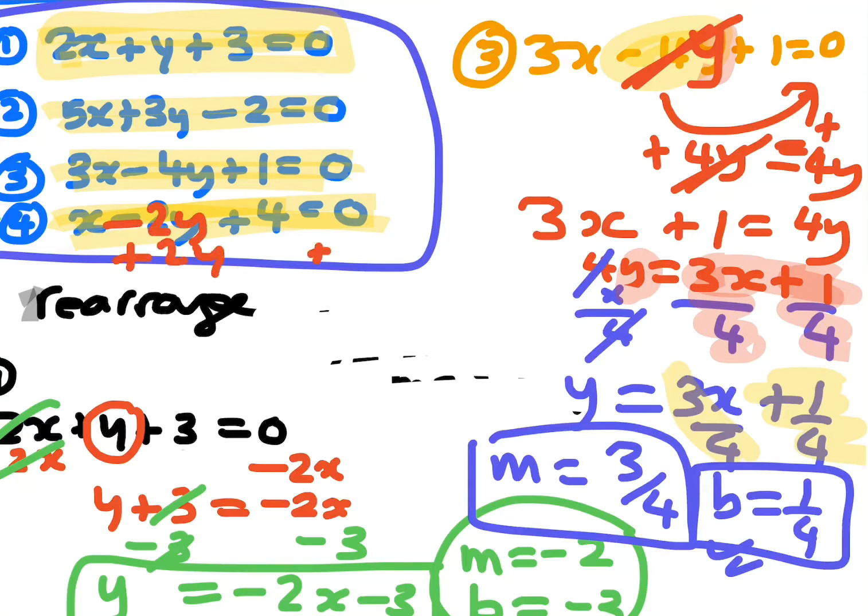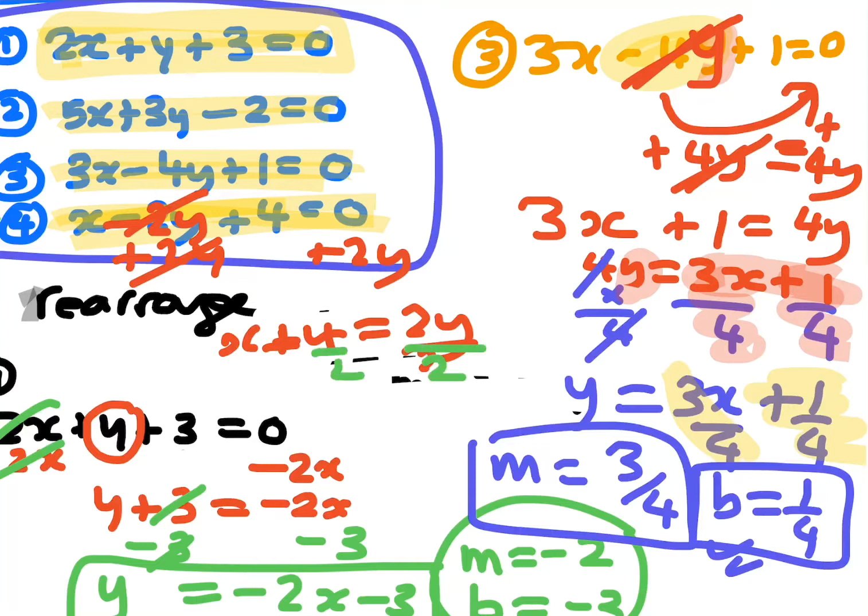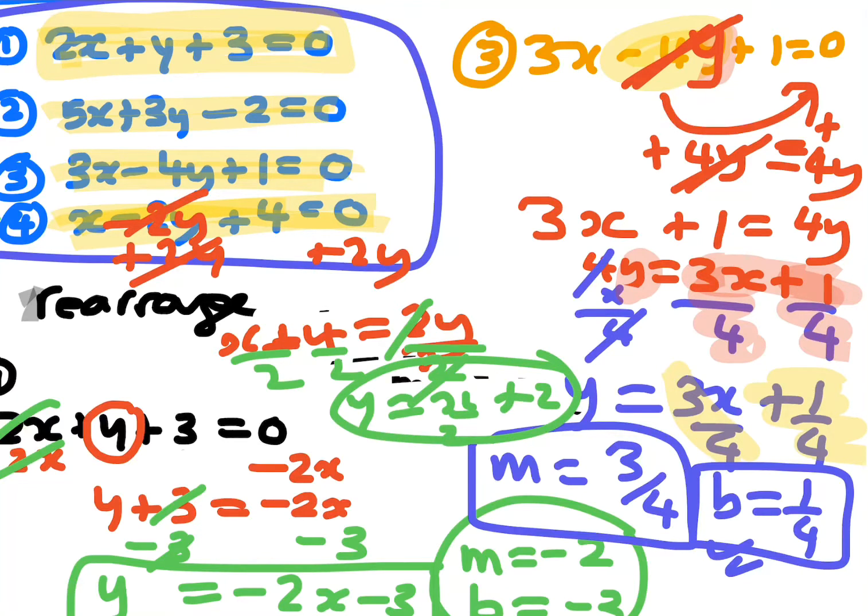So when you're doing this one, your first step would be to cancel the minus 2y: x plus 4 equals 2y. Now you have a positive 2y, and then you just go over 2, over 2, over 2. So you get y equals x over 2 plus 2. So the most important thing is, if it's minus 2y, plus 2y to both sides. So then you get it a nice way around.